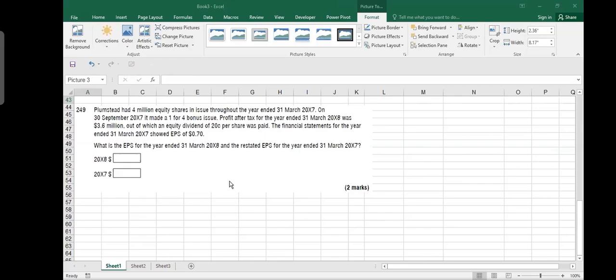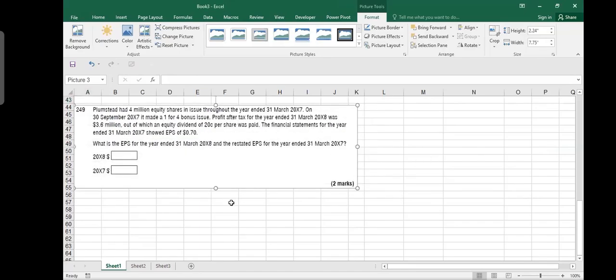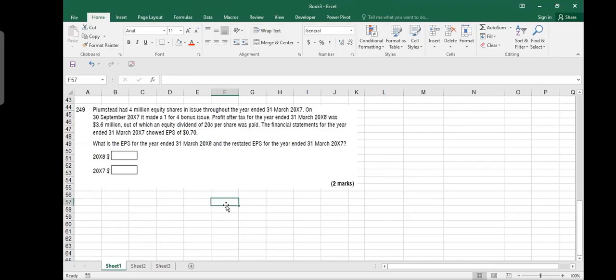How do you factor the dividend here? Wait a minute, just give me a minute, I'll read the question. It says that Plumstead had 4 million equity shares in issue throughout the year ended 31st March 2007. On 30th September 2007, it made a bonus issue of 1,000 additional shares. Profit after tax for the year ended 31st March 2008 was 3.6 million, out of which an equity dividend of 20 cents per share was paid. The financial statements for the year ended 31st March showed EPS of 0.70.